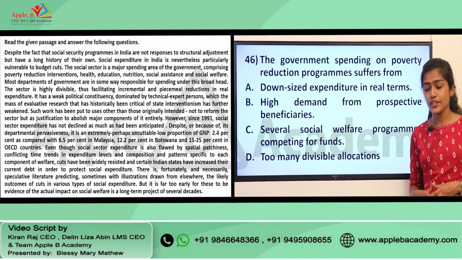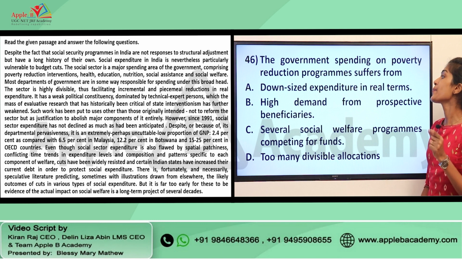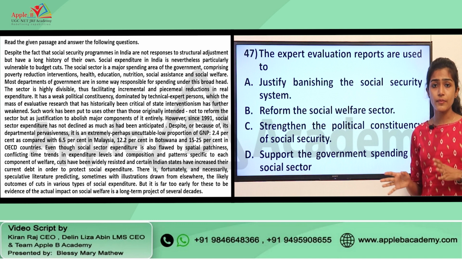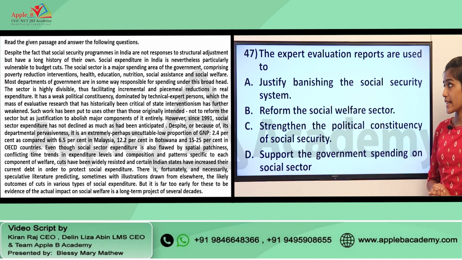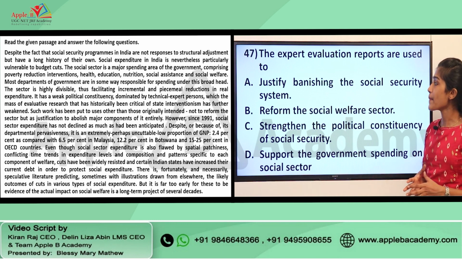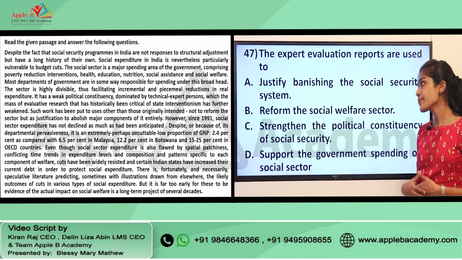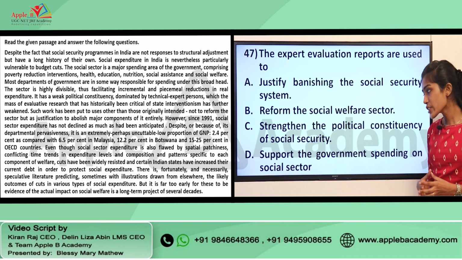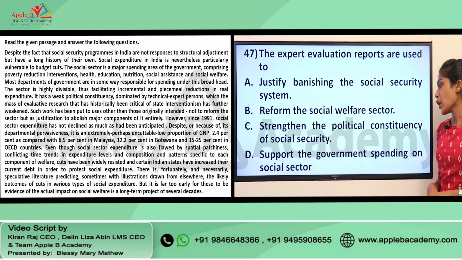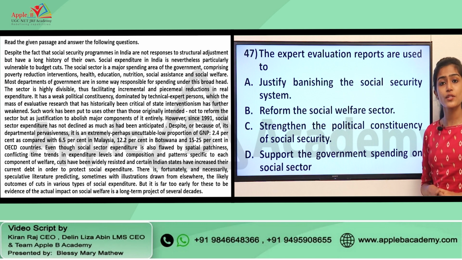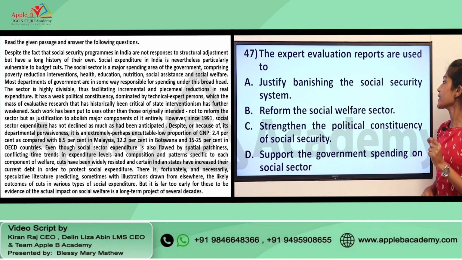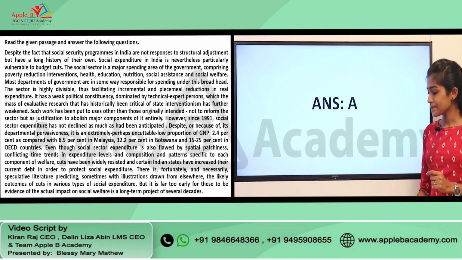The right answer given for this question is option A, that is downsized expenditure in real terms. The next question asked from this comprehension passage was: the expert evaluation reports are used to, and the options are: justify banishing the social security system, reform the social welfare sector, strengthen the political constituency of social security, support the government spending on social sector. The right answer given in the provisional answer key is option A, that is justify banishing the social security system.